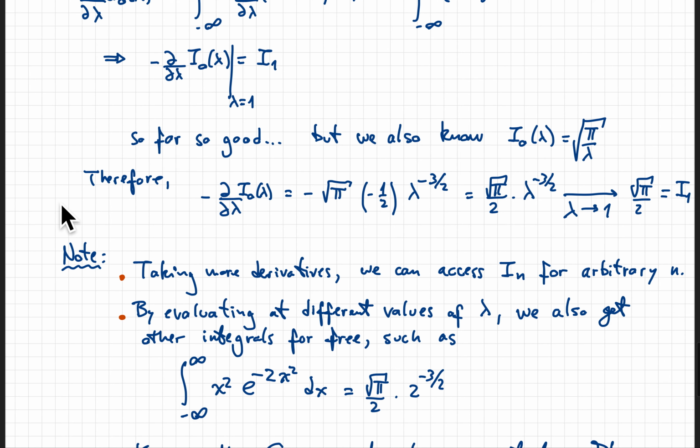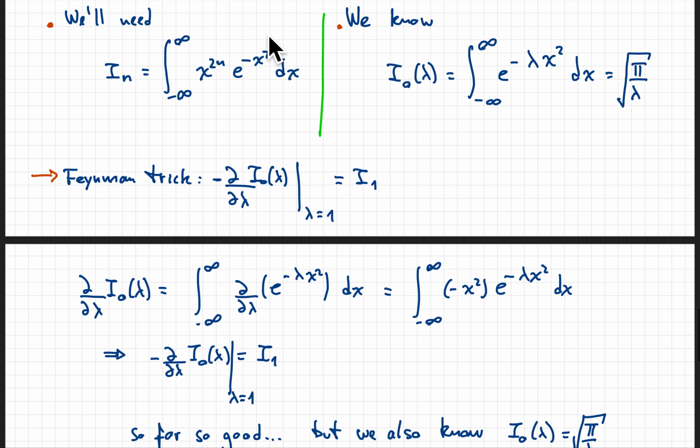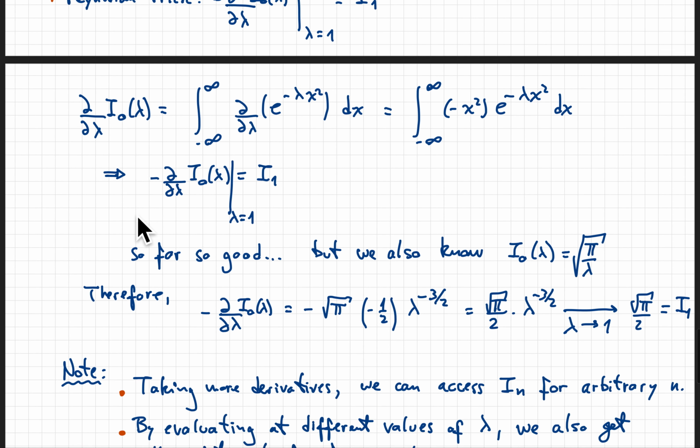I want to emphasize that if you take more derivatives, you can access higher powers of n, and so you can access any powers of n. So this Feynman trick is very powerful. If you take this function and you take arbitrary derivatives with respect to lambda, you can access all the powers of n that you want and that you will ever need.